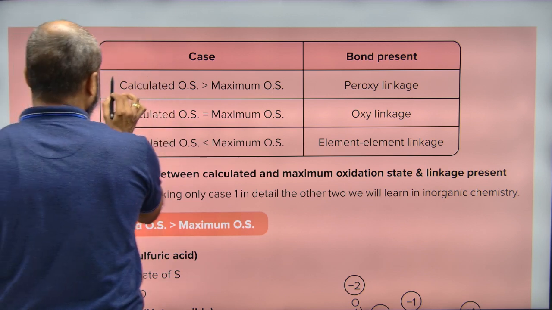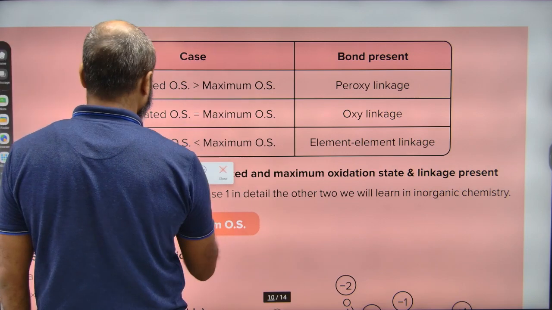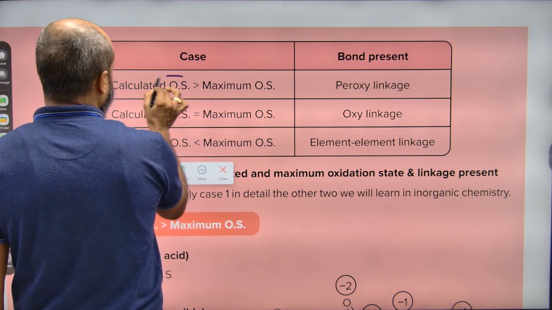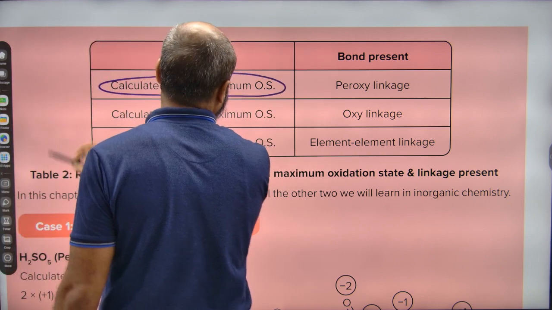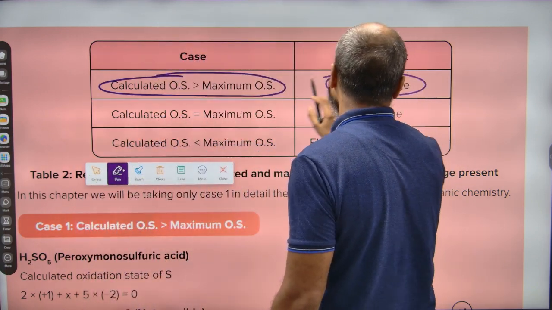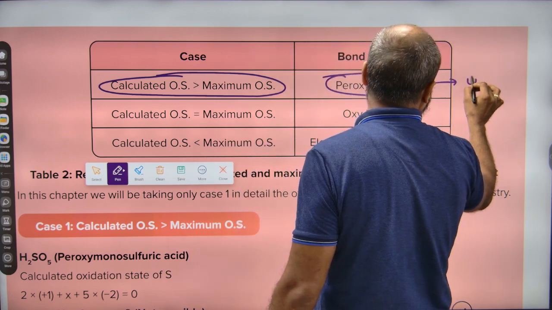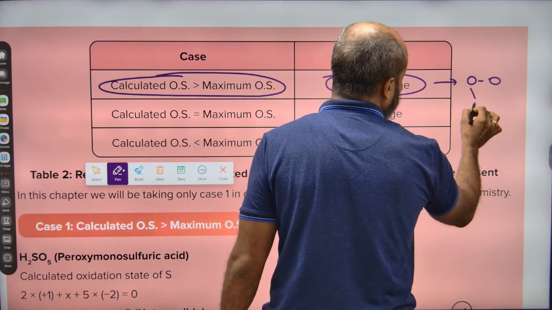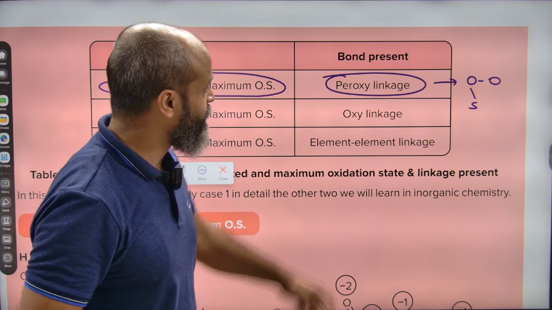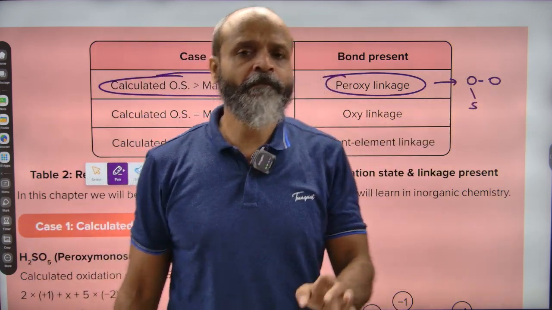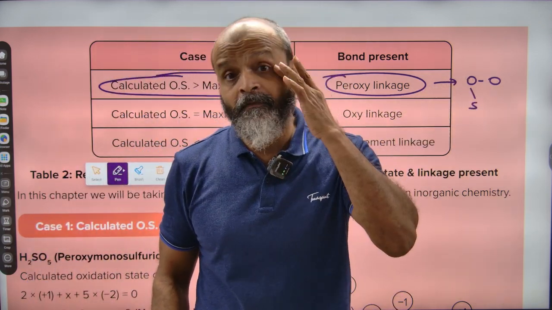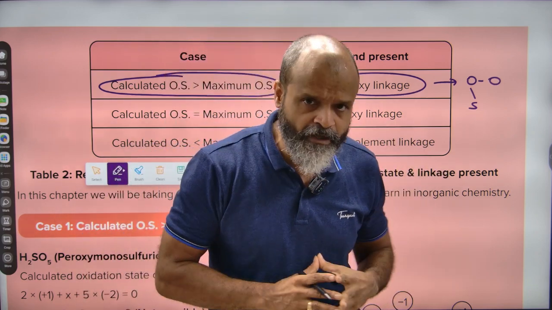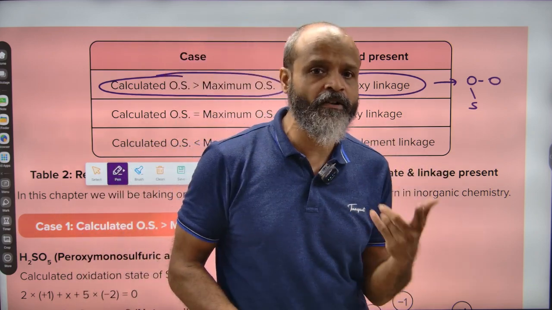So here, if we have the calculated oxidation state more than the maximum oxidation state, there will be peroxide linkages. Peroxide linkages are linkages like this. It will be combining with the element, but it will be combining with oxygen. So with peroxide linkages, for oxygen we will have an oxidation state of -1 instead of -2, and the element which comes in front of oxygen obviously gets +1 instead of +2.